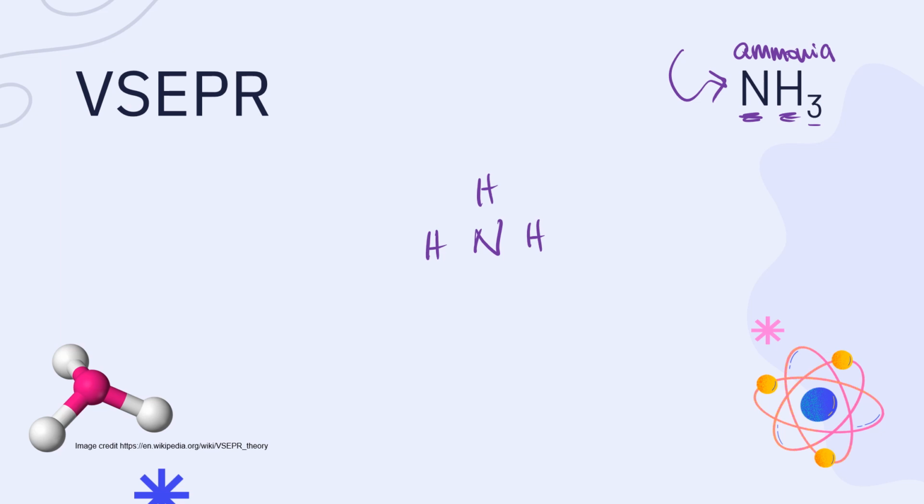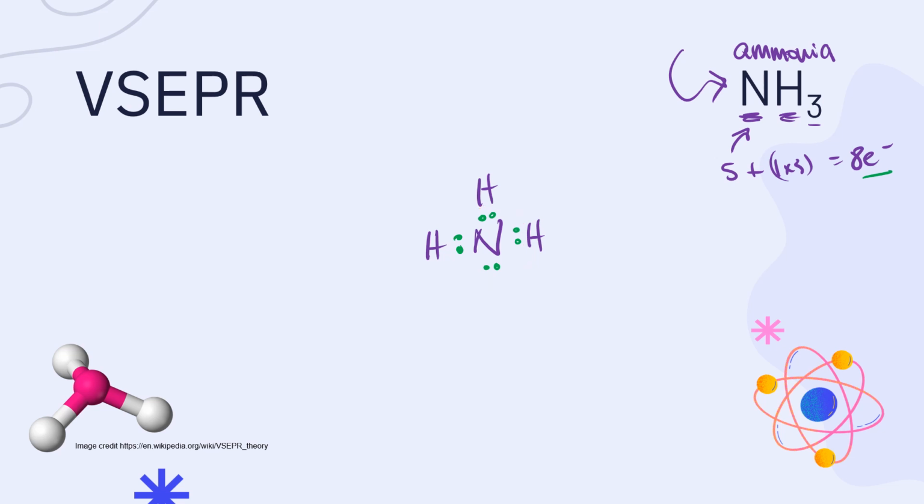I'm going to count up my valence electrons. Nitrogen has 5. Each of those hydrogens has 1, but there's 3 of them. That makes 8 total electrons. We're going to put our electrons between the atoms in pairs, 2, 4, 6. I have one more pair. Should I give it to a hydrogen? Oh no, hydrogen is perfectly stable with just those 2 electrons. I'm going to give that final pair to nitrogen. So now nitrogen has those 8 valence electrons. Each of the hydrogens has 2. This is perfect. Let's talk about the molecular shape.